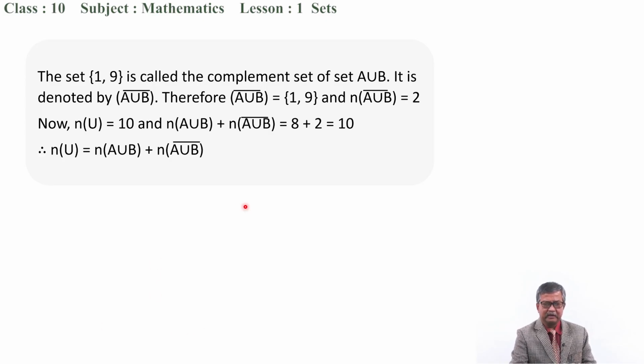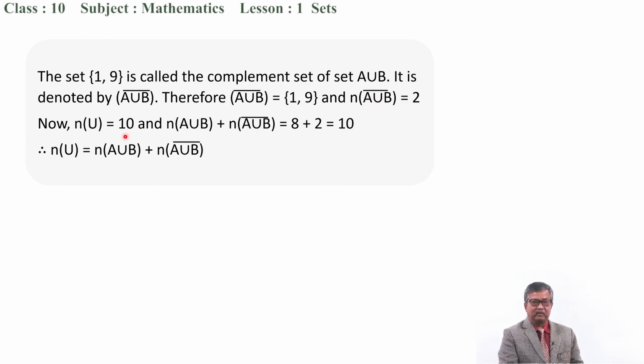Now next, in the Venn diagram, 2 elements are outside the circles, that is 1 and 9, isn't it? From those 2 elements we form one set, {1, 9}. So this is called what? The complement of set A union B. It is denoted by (A union B) complement. Therefore, how many elements are there? 2 elements. So the (A union B) complement set is equal to {1, 9}, and its cardinal number is equal to 2.